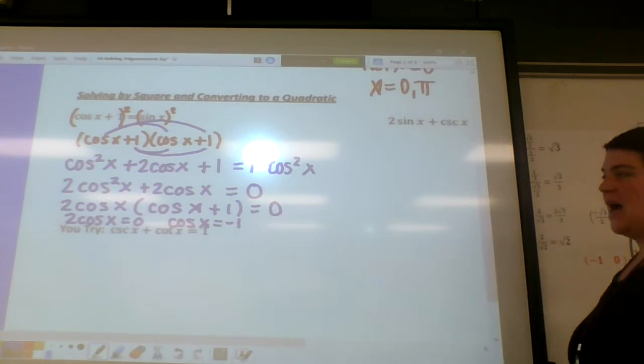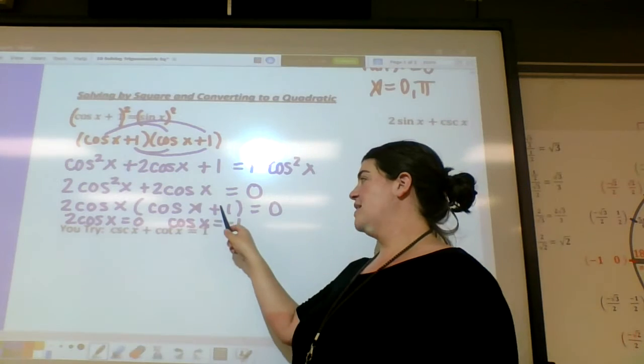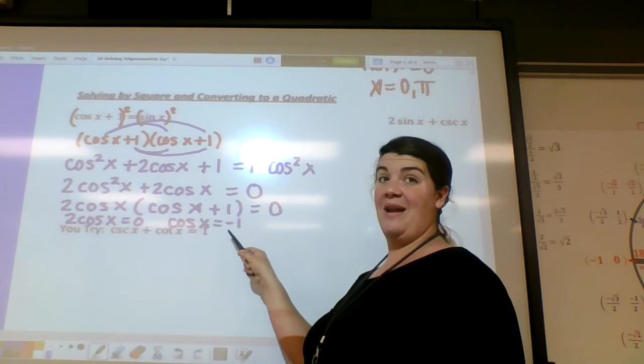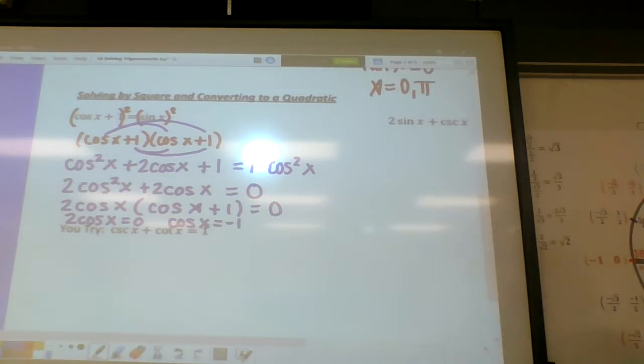And then the other factor, cosine of x plus 1, where does that equal 0? So that's where the cosine of x is equal to negative 1. And cosine of x equals negative 1 at pi. And that's it, nowhere else, right? Just pi. So 3 solutions from that question.